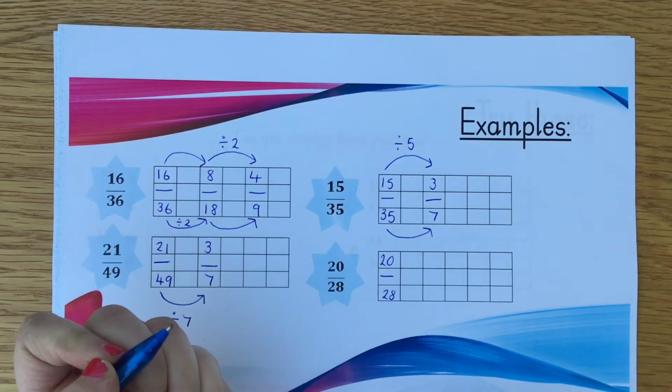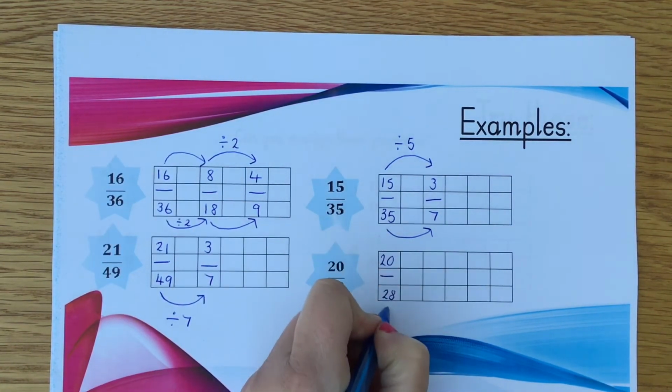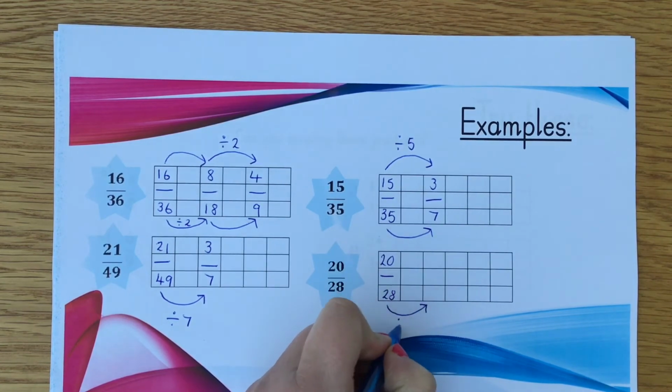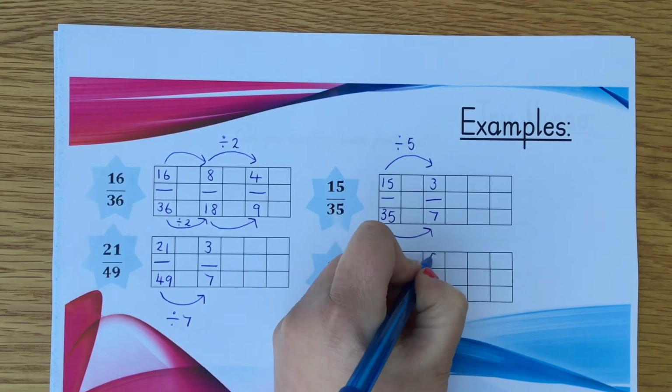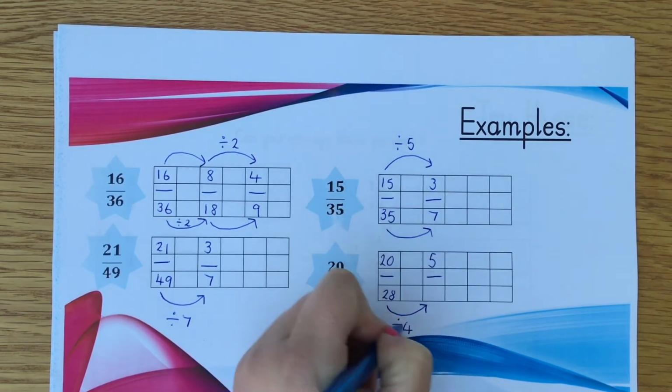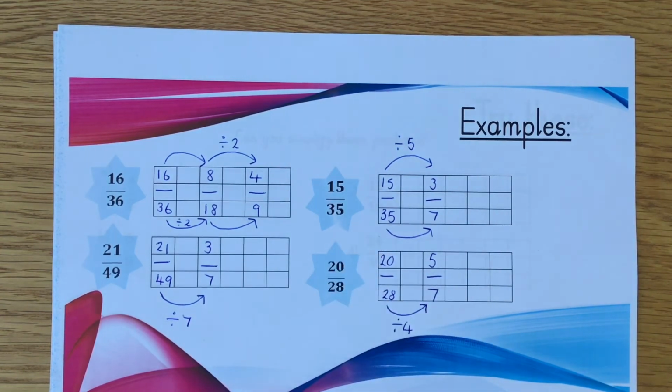Okay, and finally 20/28. Okay, now I know that 4 goes into both of these, so my divisor here is going to be 4. So 20 divided by 4 is 5, and 28 divided by 4 is 7. So 5/7 is my simplest fraction here, because again, there isn't a number that goes into both 5 and 7 equally.